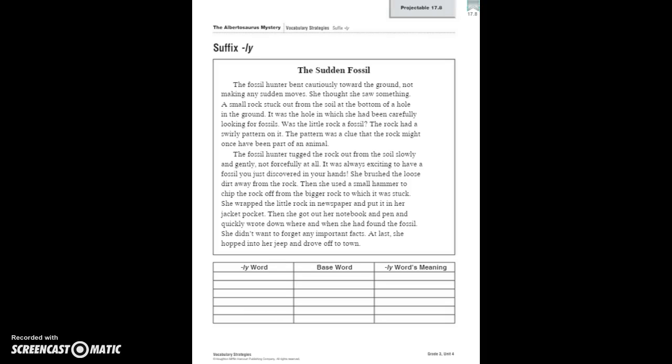We are going to be detectives, and we're going to find and identify any words with the ly suffix. So let's look at the first paragraph. Just this first paragraph. Do you see any ly words in that paragraph? I see one right here in the very first sentence. Cautiously. The fossil hunter bent cautiously toward the ground.